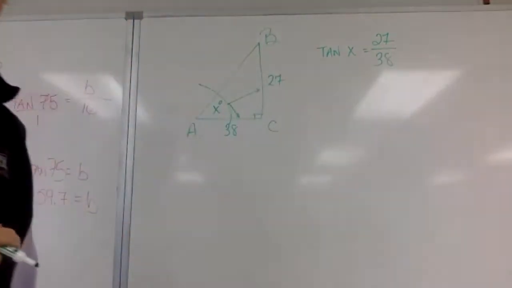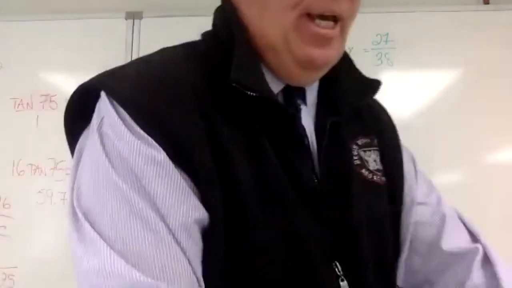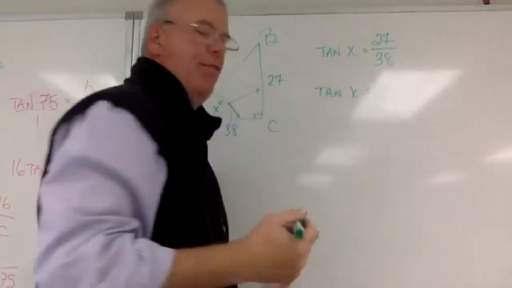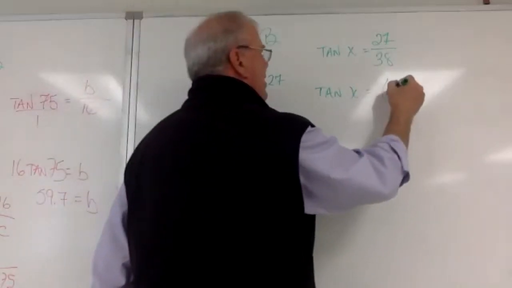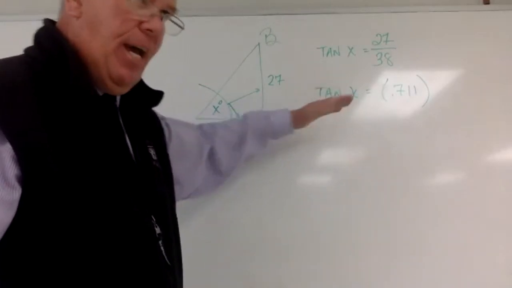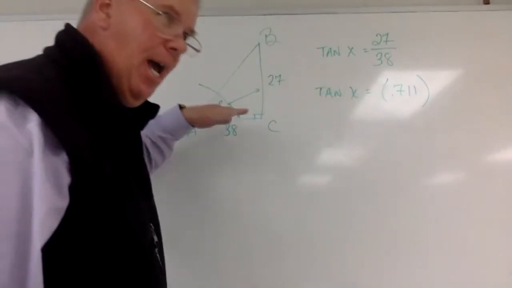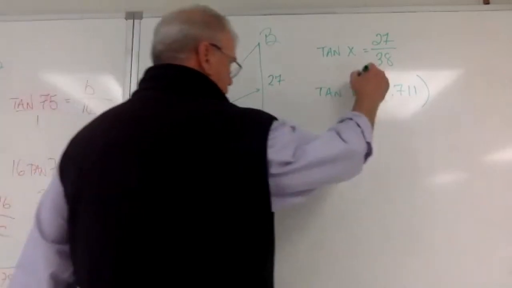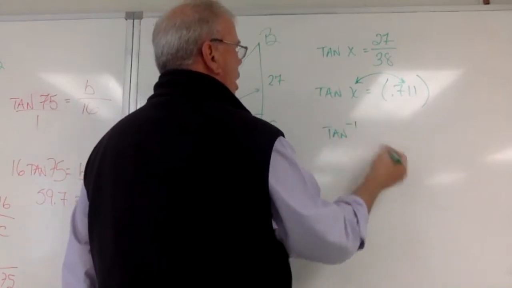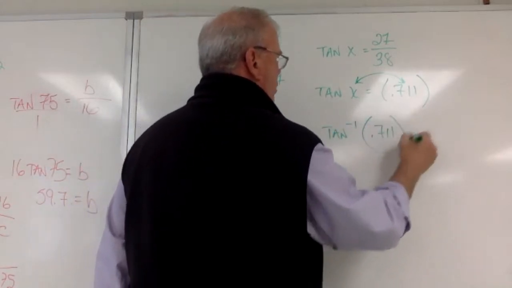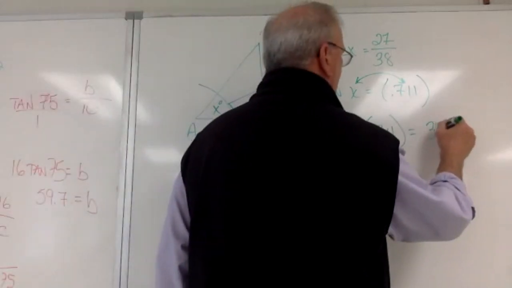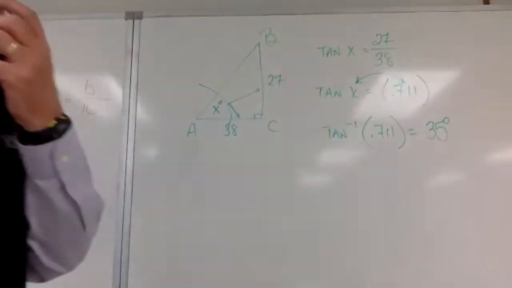All right? Comprende? Now, if you do 27 divided by 38, you get what? 0.711. But I don't want to know the tangent of X. I want to know the value of X. So what do I do? I inverse it. I'll take the inverse tangent of 0.711, plug that into the calculator, and it gives me how many degrees?